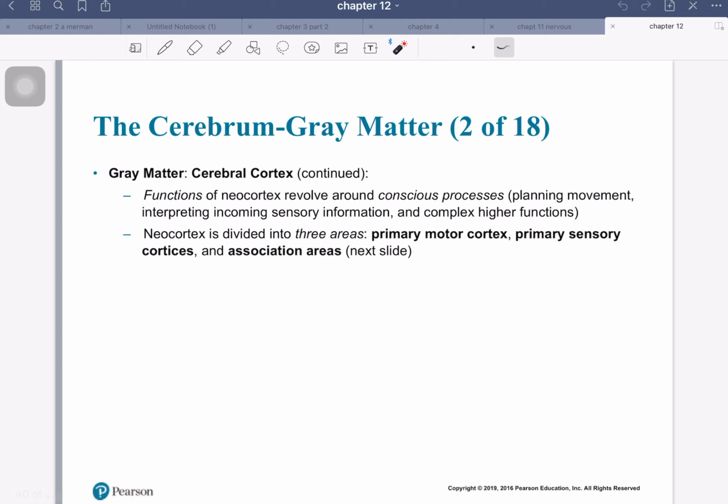Now, what is the function of the neocortex? Well, it's around things like conscious processes. So it's planning movement, interpreting sensory information that's being brought in, and complex higher functions. Now, the neocortex we could subdivide into 3 main areas. The primary motor cortex, and that name gives you a little clue that it has to do with motor activity. The primary sensory cortices, and also association areas.